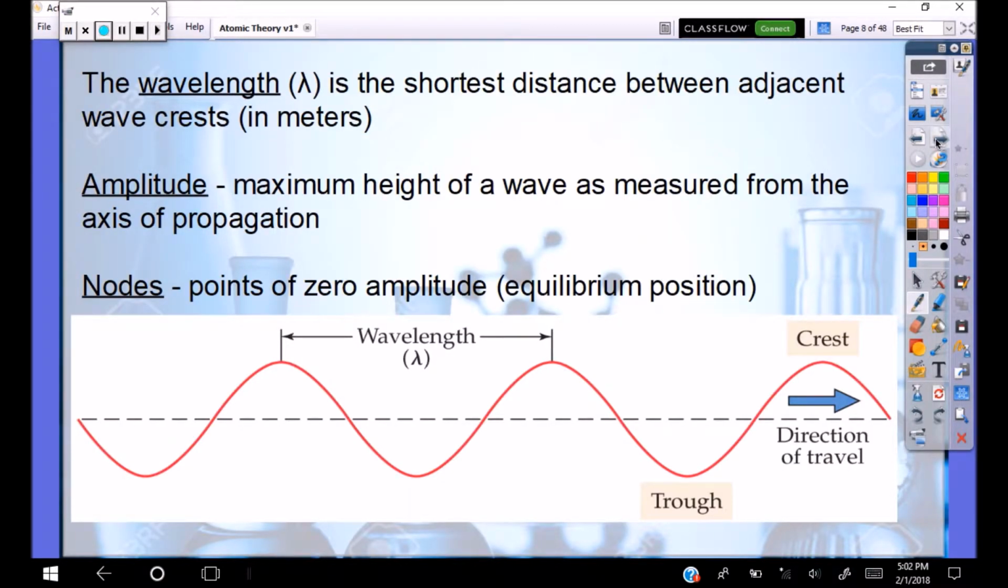So we need to be able to look at all these things in terms of waves, because the wavelength is the shortest distance between our adjacent wave crests, or if you want to go trough to trough, this counts as a wavelength as well. You can still look at it that way. Amplitude, if we're looking at amplitude, we're looking at from the axis of propagation to the top of the peak. Nodes occur when we hit 0, so these would be our nodes.